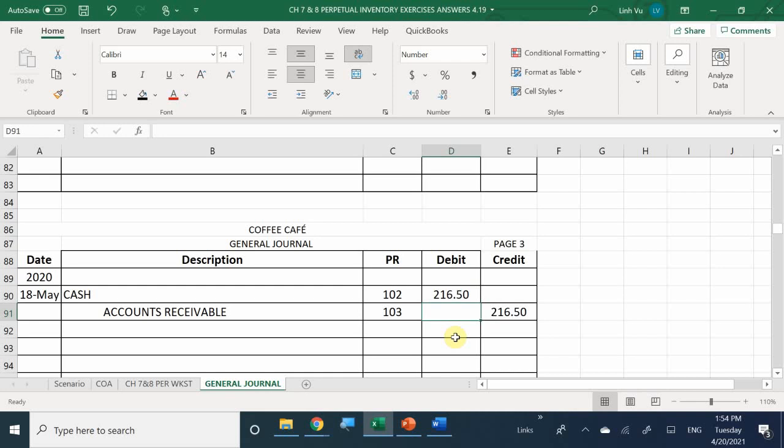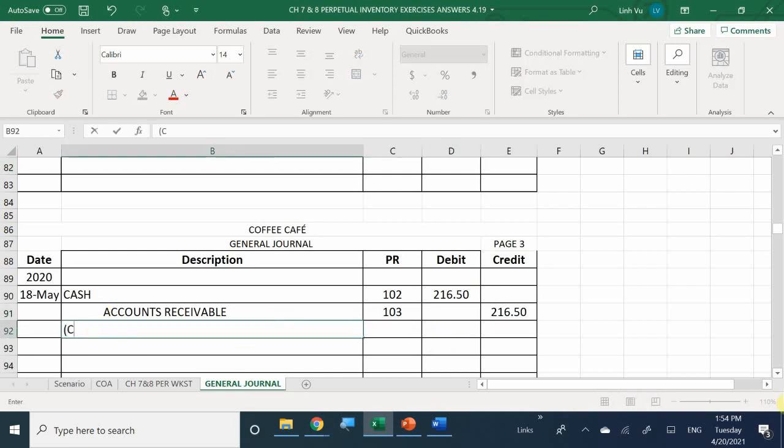Okay. So here we also need to make a note that customer C paid, but they didn't make the discount, so we don't need to add any other information. So customer A paid in full.